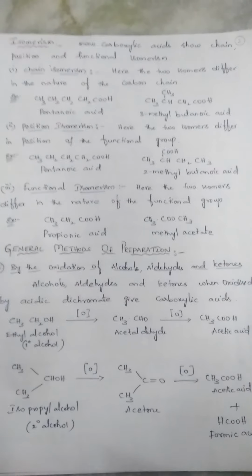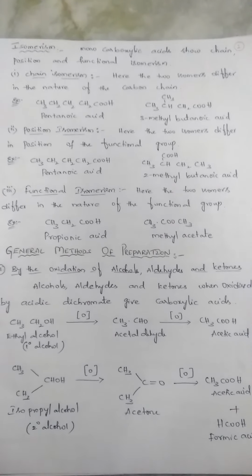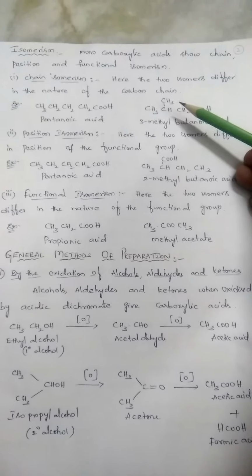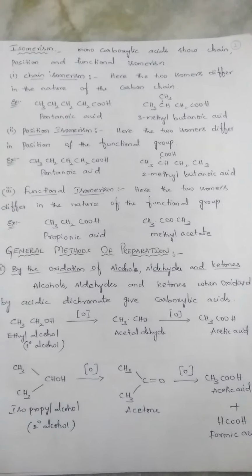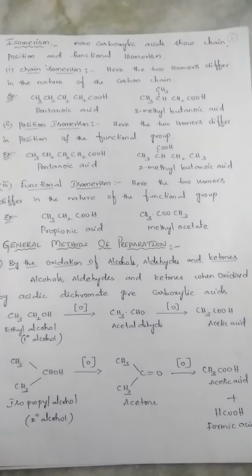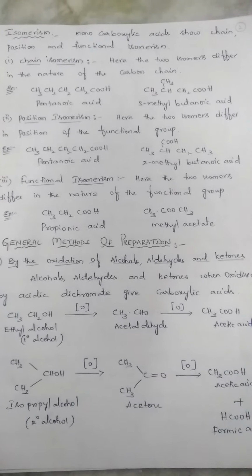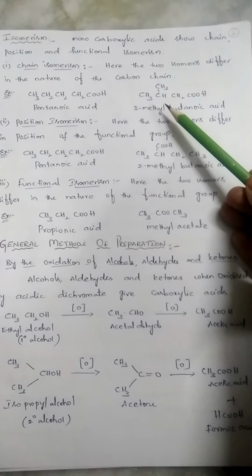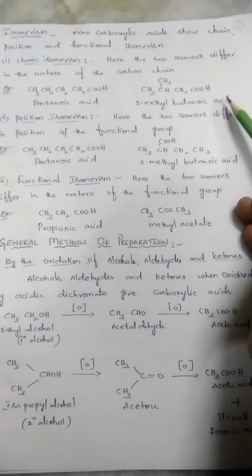Isomerism means monocarboxylic acids show chain isomerism, position isomerism, and functional isomerism. Chain isomerism means the isomers differ in the nature of the carbon chain. They have the same number of carbons, hydrogens and oxygens, but the difference is in the carbon chain. So here if you observe this example, this is pentanoic acid, and the same number of carbons and hydrogens are there here, but the name is 3-methyl butanoic acid.